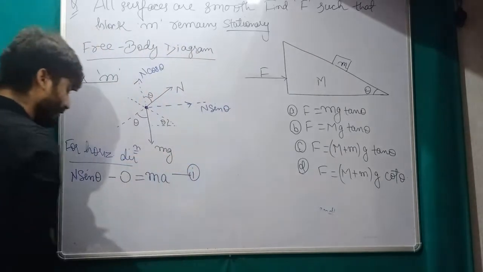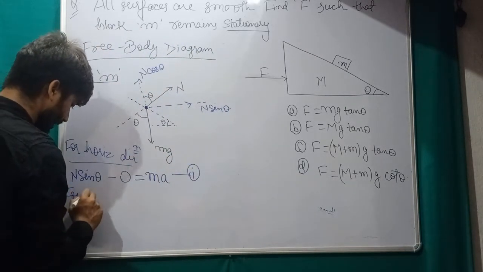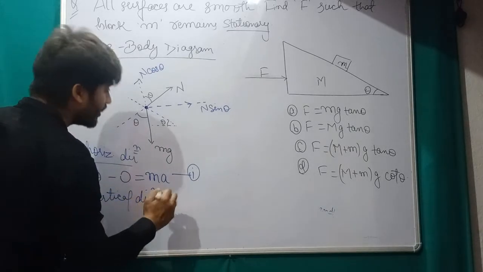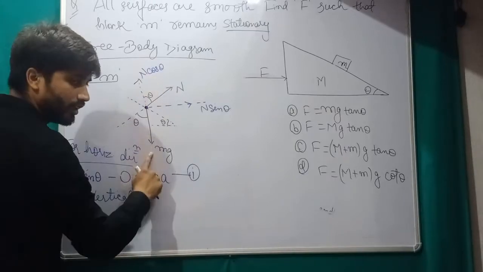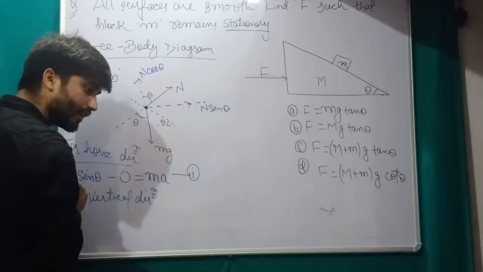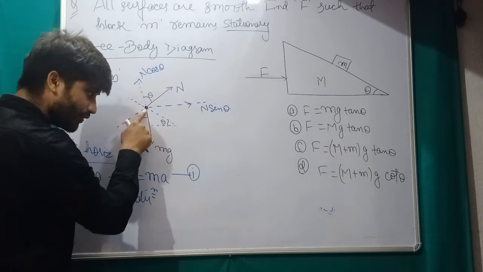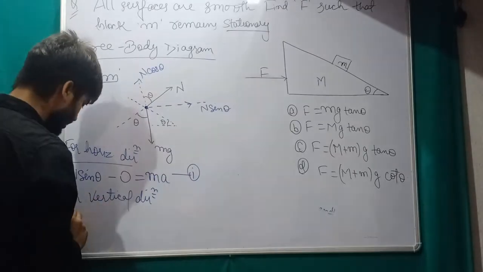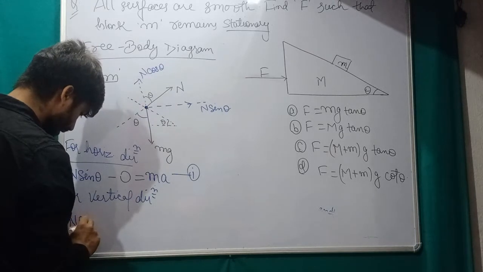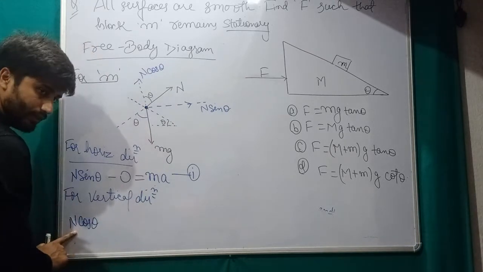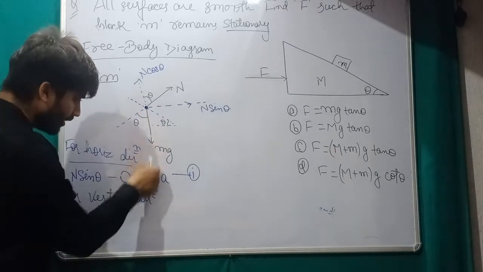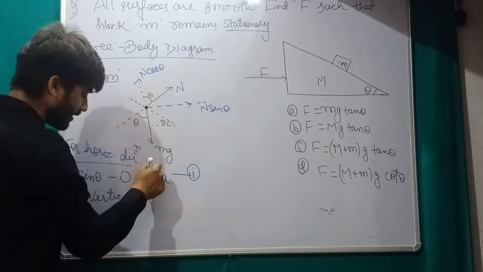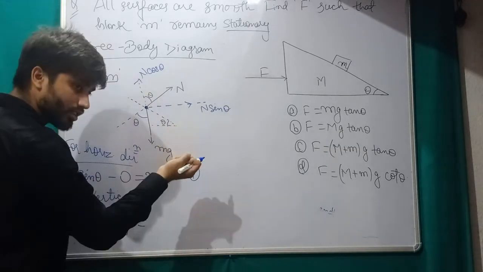What will be the second equation? That means for the vertical direction. This is the vertical direction. Who will be the friend? That force which will move you in the forward direction. That means N cos theta is your friend. Friend minus enemy, and the enemy over here is mg.